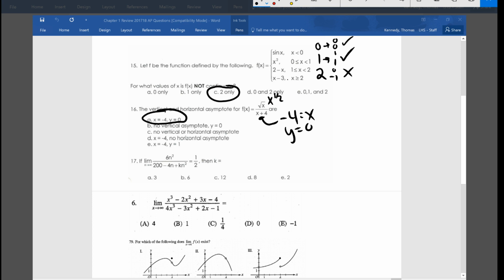Alright. This one here is surprisingly nice because if you know that the biggest terms are what you look at when you go to infinity, all you do is look at these two terms and say, hey, 6n squared over kn squared needs to be equal to 1/2, so k just needs to be twice as big as 6, which is 12. Wow. Nice.